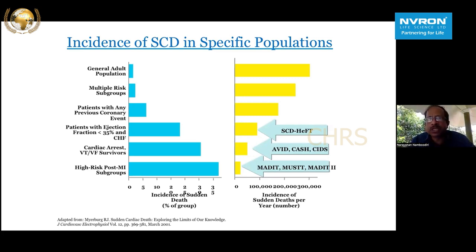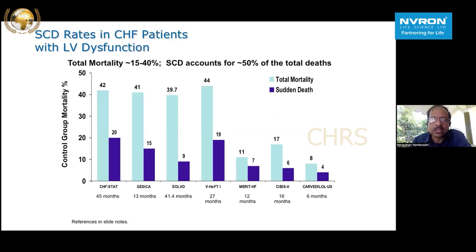And in this population, ICD has got an important role. And people have shown studies based upon ICD: AVID, CIDS, CASH, the classical secondary prevention studies, and the MADIT, MUSTT, and MADIT 2, the classical primary prevention trials. They all had shown significant reduction benefit of SCD in this population.